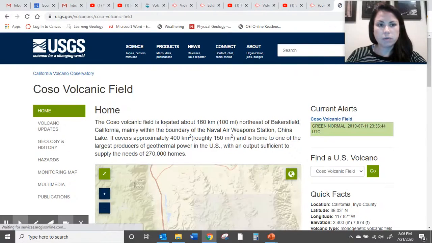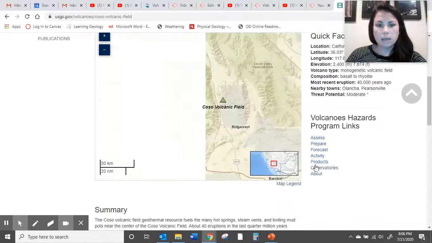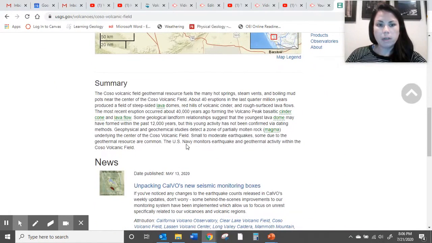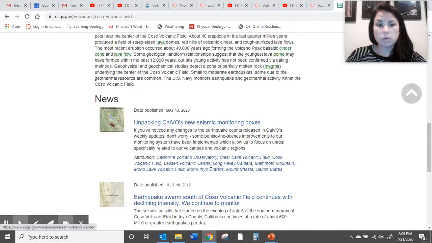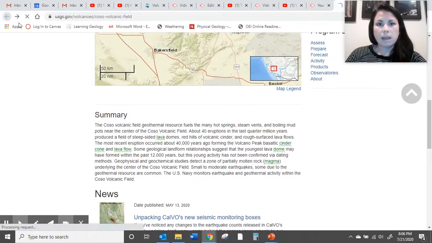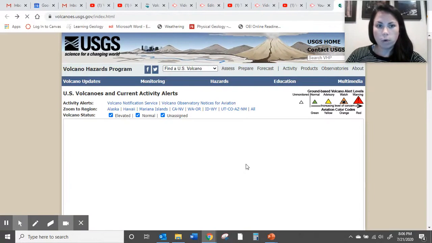So look, I selected Coso Volcanic Field, and we can see where it's located. We can learn a little bit more about any of its recent activity or seismicity. It has some information about seismic monitoring on this earthquake. So let's go back and let's find a volcano that is showing us an orange or red warning.